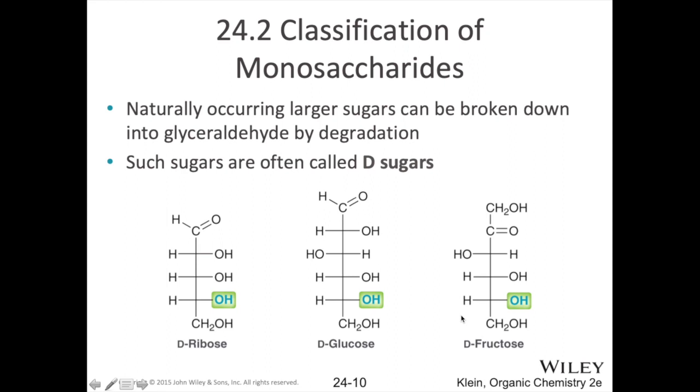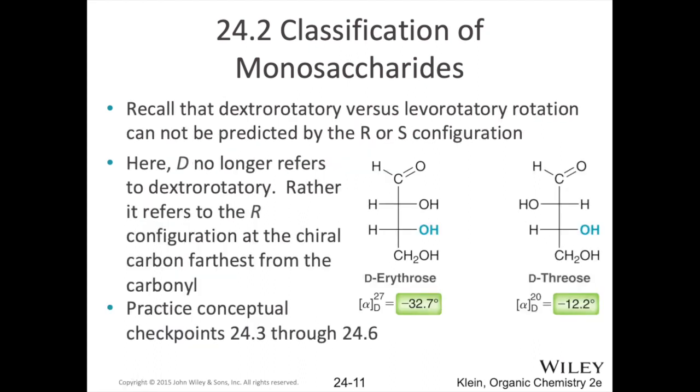But now you've probably noticed a contradiction in what I just said, right? We're using that D designation there, even though we don't know. You need experimentation to figure out whether this will deflect light to the left or to the right. So what this means then is that D doesn't refer to dextrorotatory anymore. You have to use plus or minus designation for dextrorotatory and levorotatory.